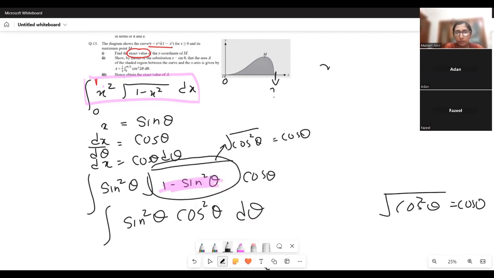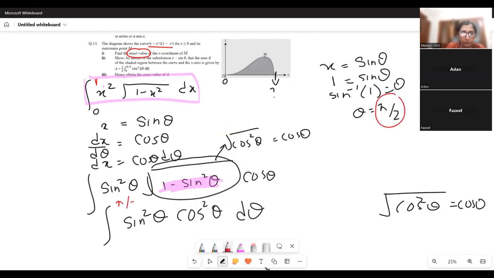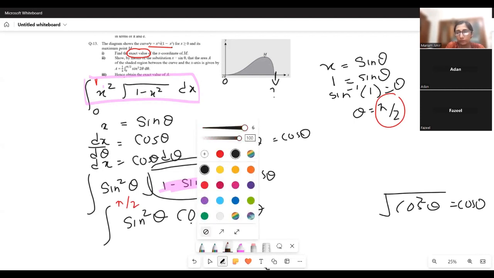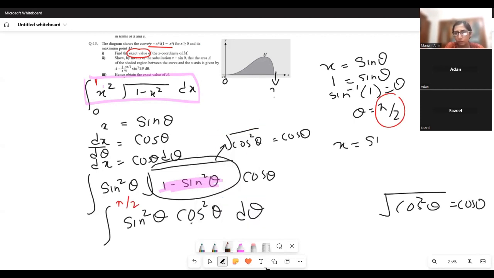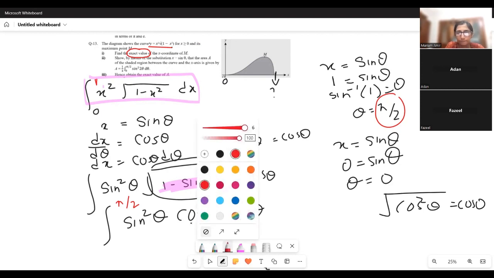We are given the conversion, x equals sin theta. So when x is 1, you take sin inverse 1 in radians, and you get theta equals pi by 2. That's how you get pi by 2 in place of 1. Here pi by 2 has come. And similarly when x is 0, the angle will also be 0. When x is 0, sin inverse 0 is 0. So then we get 0 there.